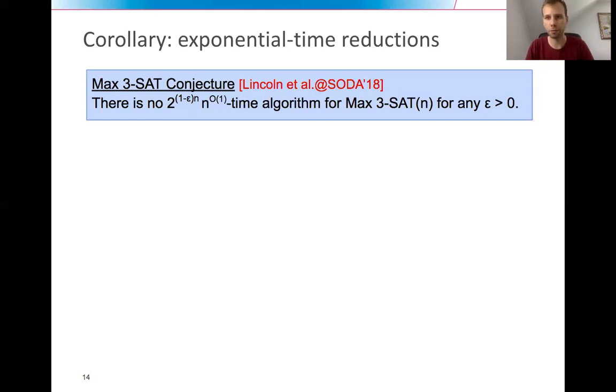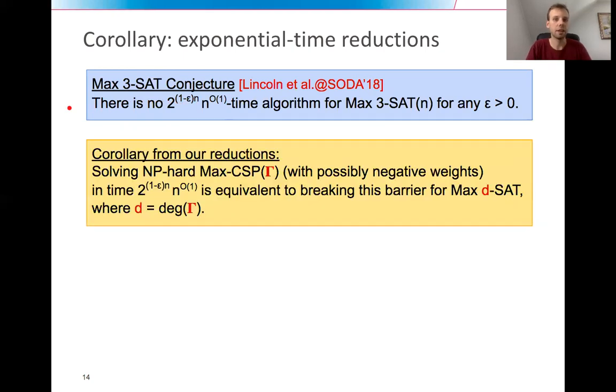And there is an additional corollary from our framework of reductions, which concerns exponential time algorithms for Max CSP. Even though the decision version of 3SAT can be solved slightly faster than 2 to the power of n, there is a conjecture that for Max 3SAT it is impossible to improve upon the trivial algorithm, and essentially we cannot improve this 2 to the power of n running time. So our reductions imply that if we could solve some NP-hard Max CSP gamma in time better than 2 to the power of n, it would imply a similar improvement for some Max D-SAT. So this degree of gamma also identifies an equivalence class for an optimal running time.